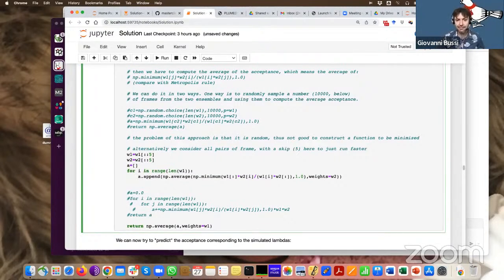Does it make sense? So what I'm doing here is just a faster way to do this. I sum over all pairs of frames in my trajectory. I use as a weight the product of the weight of the first frame in the first trajectory and the second frame for the first value of lambda and the second frame for the second value of lambda. And then I compute the acceptance if I were trying an exchange between those two frames, and I compute its average. Questions, comments?